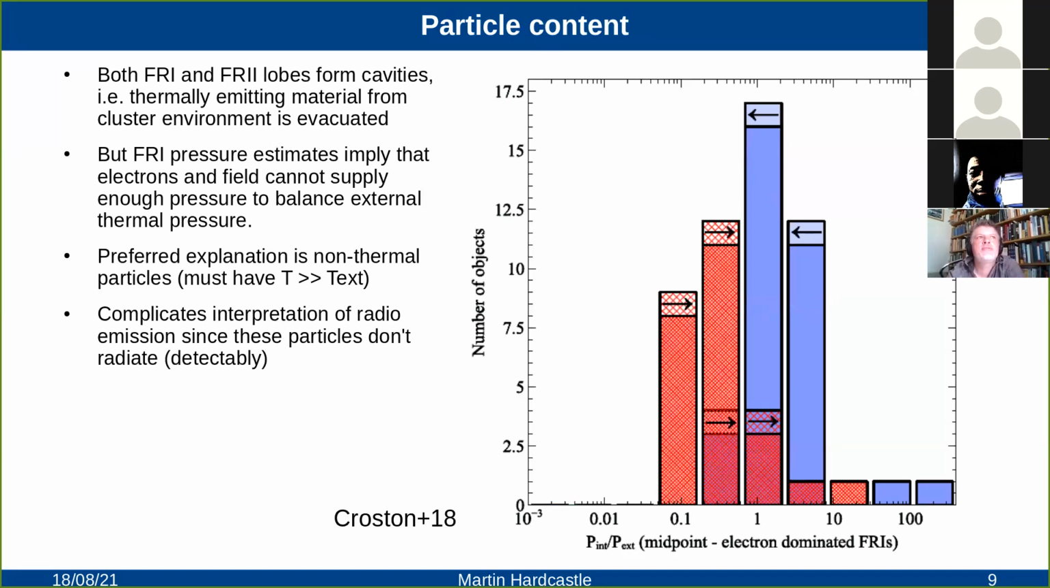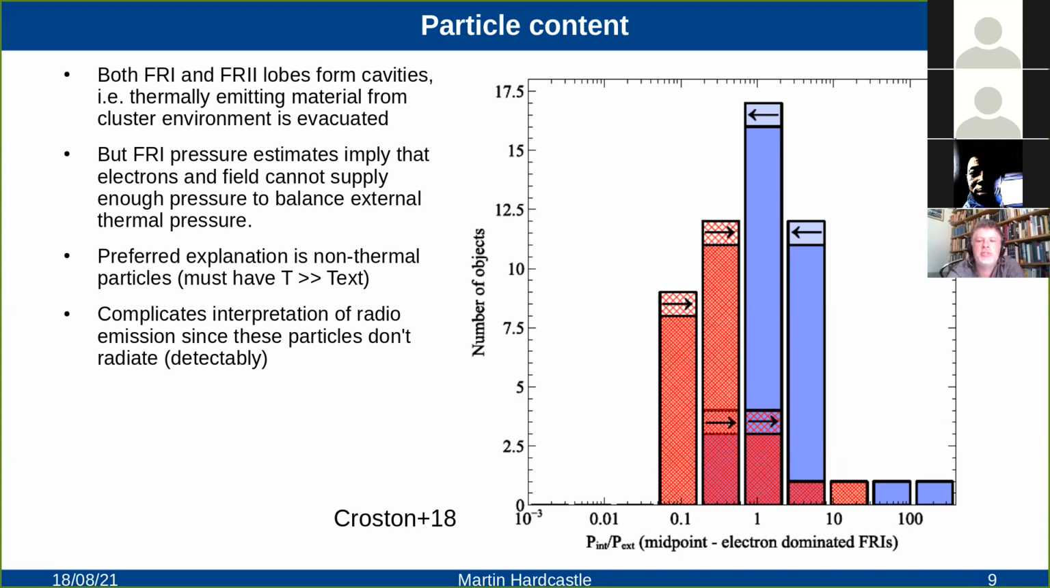And in the case of the Phanerophoridae class 1 objects, we think the answer is no. The electrons and fields on their own can't supply enough pressure to balance the external thermal pressure. This is something that Judith Croston did a lot of work on, starting with her PhD work and carrying on for a number of years.